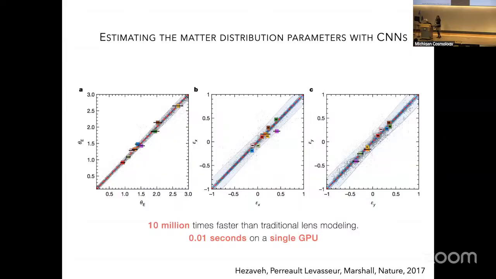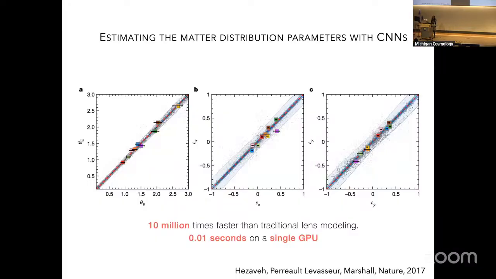These numbers were for scaling to the number of lenses we're going to be expecting to discover with LSST. Instead of taking 1,400 years of a person's time to analyze the LSST lenses, it would take half an hour on a laptop.